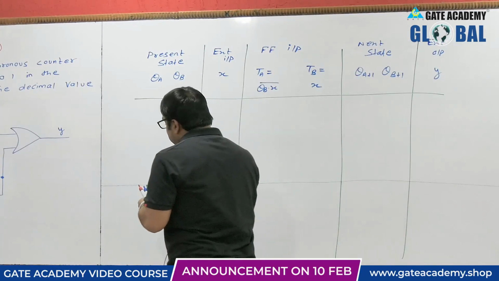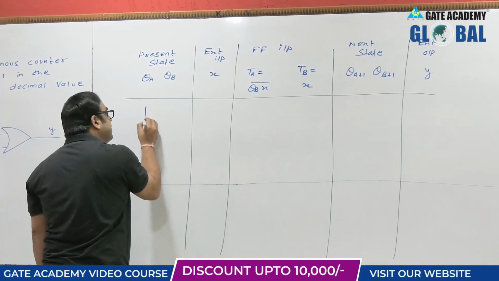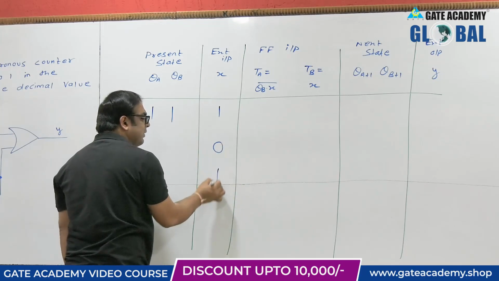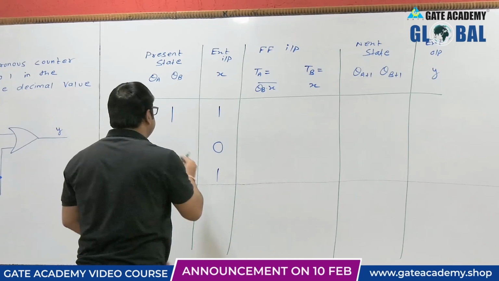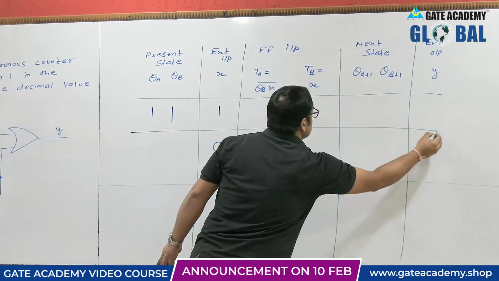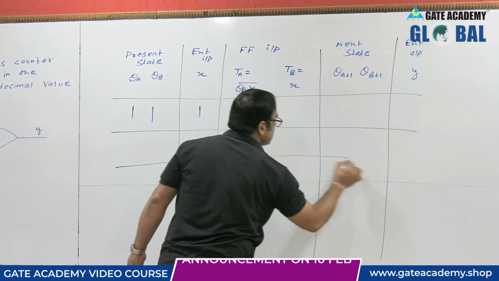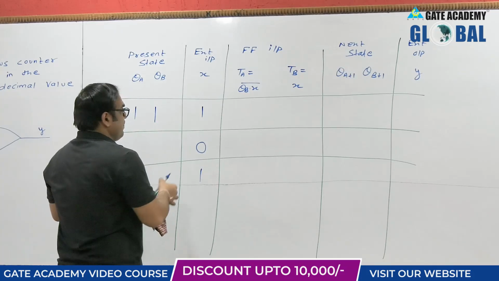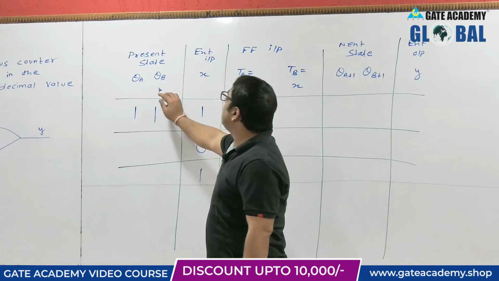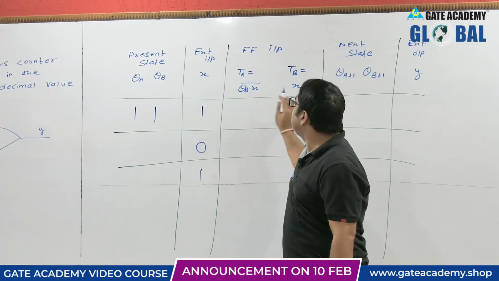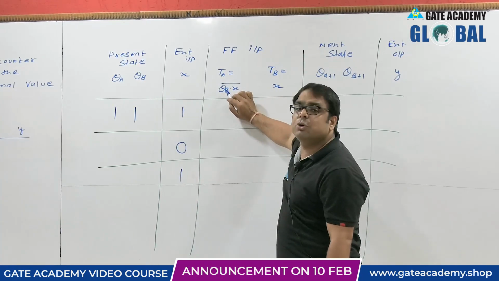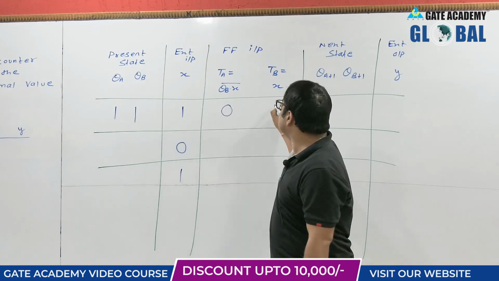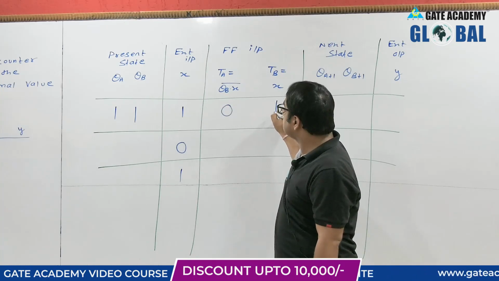See, it is clearly given in the question that the present state is 1 1 and input X is 1 0 1. This is clearly mentioned. So this is the table that we can continue. Now, we know QA, QB and X, so we can go for TA and TB. NAND gate of QB and X, both are 1, so the NAND gate output will be 0. X directly copied will be 1.